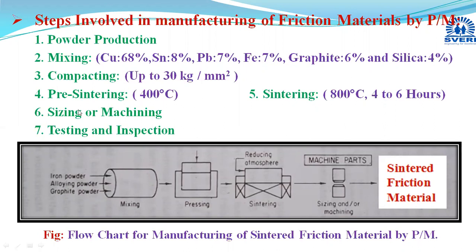After doing the sizing or machining, that component is given for testing and inspection. This is the final component obtained, and this friction material is termed as sintered friction material, because we have done the sintering process on it. Now it will give you the desired strength also. After sintering, desired strength and hardness will be given in that material, with sufficient coefficient of friction.